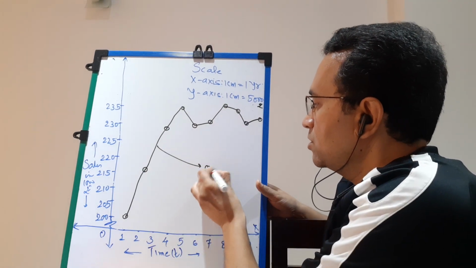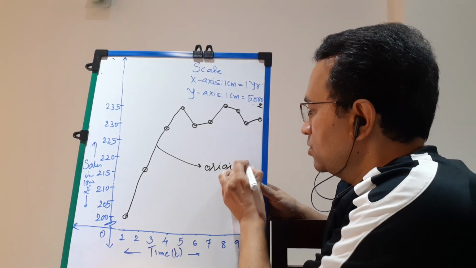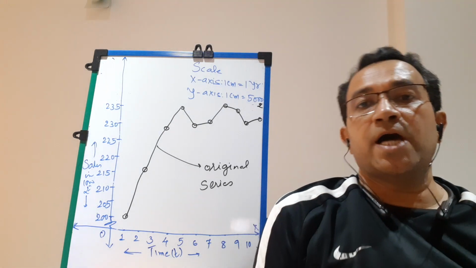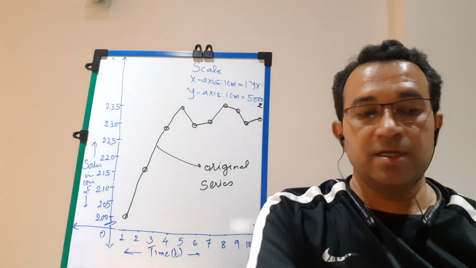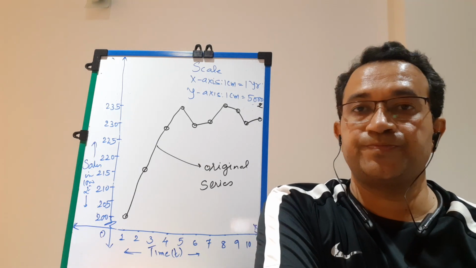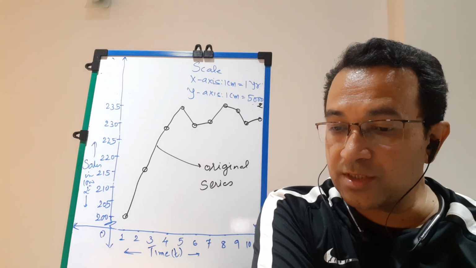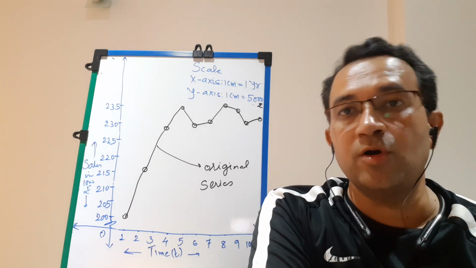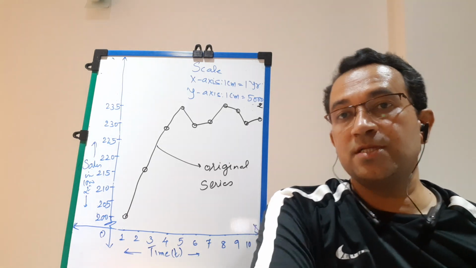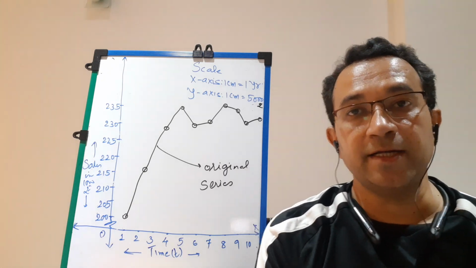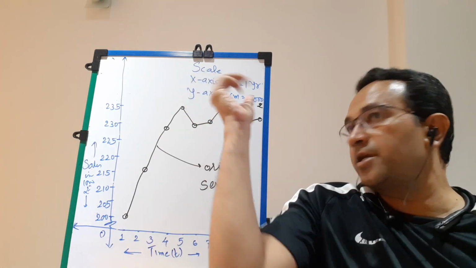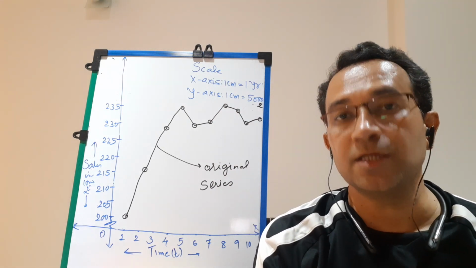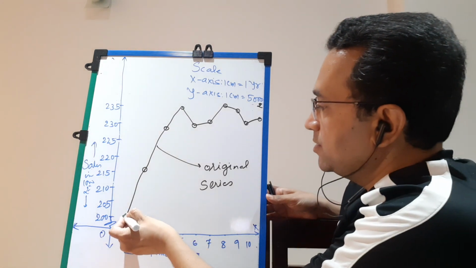This is your original series. Now students, when you have a sharp end for your original series, it is advisable to draw a curve. Here no such instruction is there. Again you have two options: either you draw a trend line or you draw a trend curve. But since your graph is sharp at the lower end and concentrated at the upper end, it is advisable to draw a trend curve. So let us draw a curve like this.